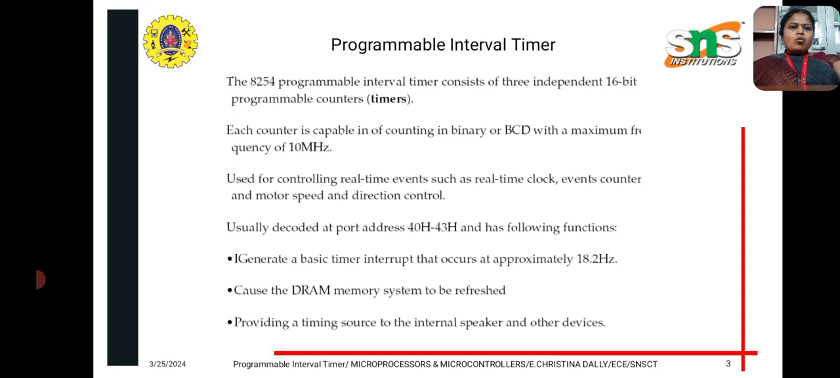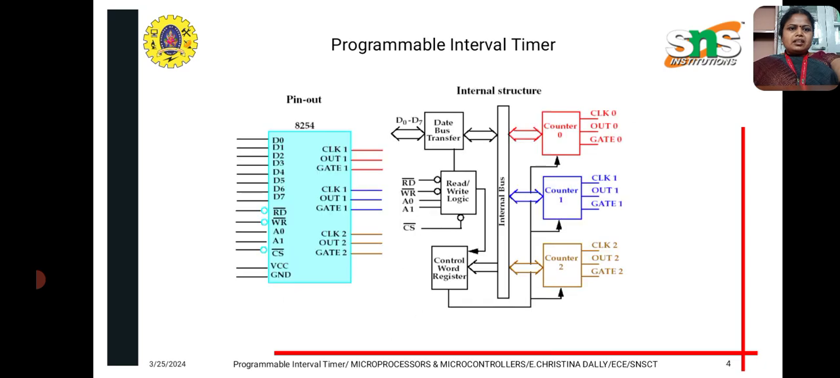It is usually decoded at port addresses 40H to 43H and it has the following functions. The purpose of the timer is to generate a basic interrupt timer that occurs at approximately 18.2 hertz. Here we are using dynamic RAM memory that has to be refreshed. We also provide a timing source to the speaker and other devices.